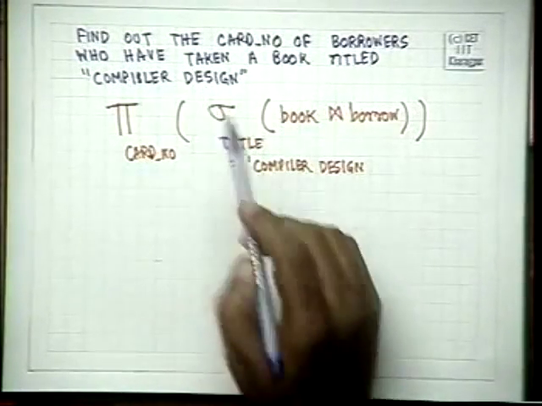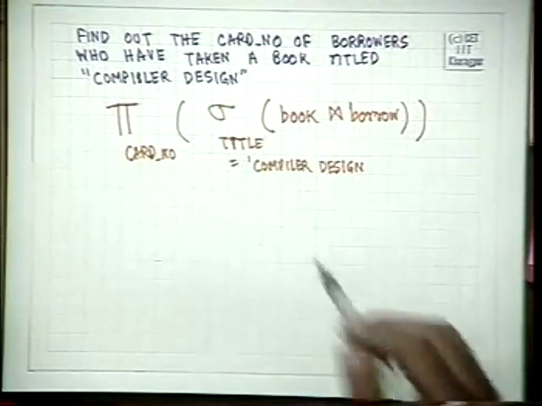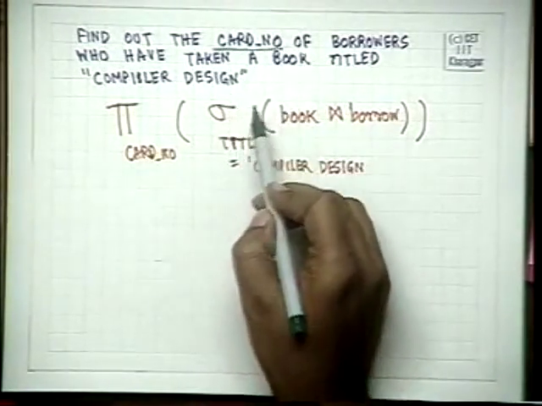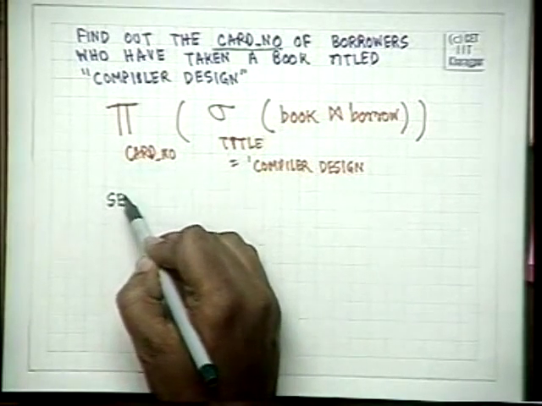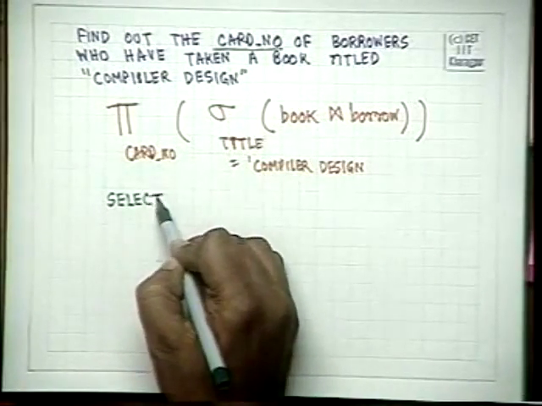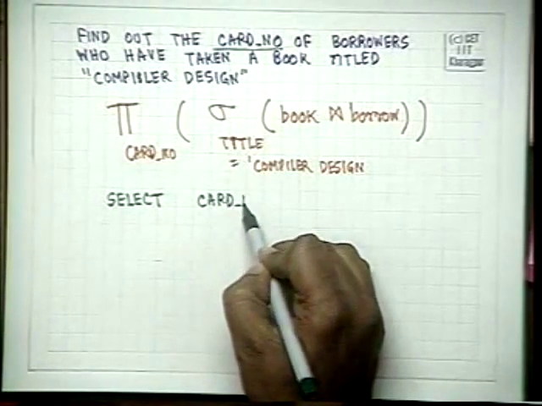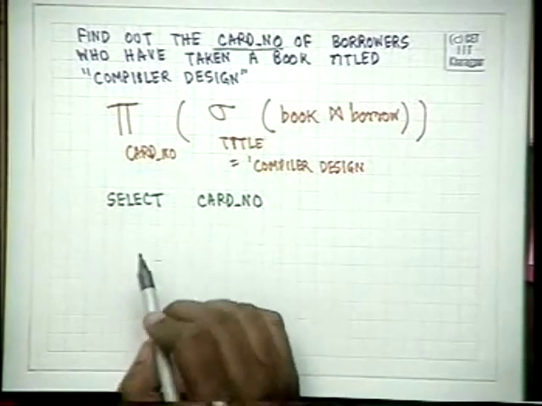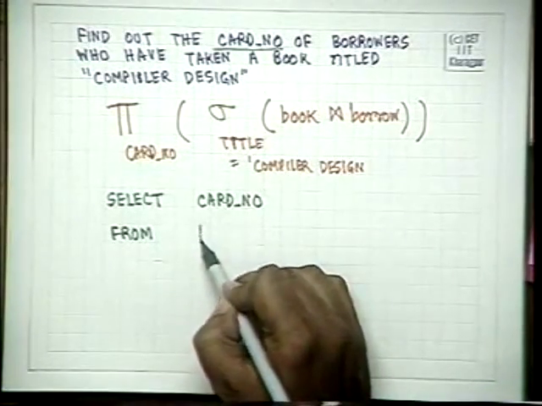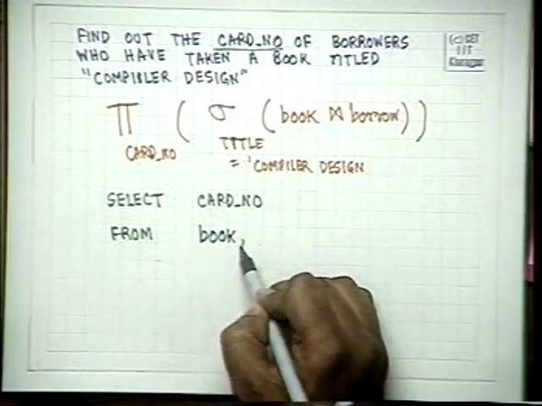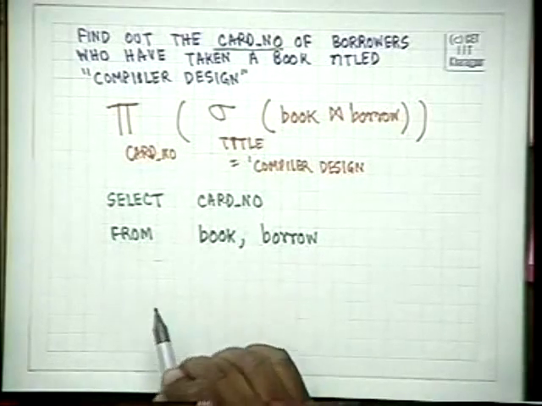Let us see how we will do it in SQL. In SQL, we require the card number from book and borrow. So we will have to write, say, select. What do we want out? We want the card number out from what? From book, comma borrow.